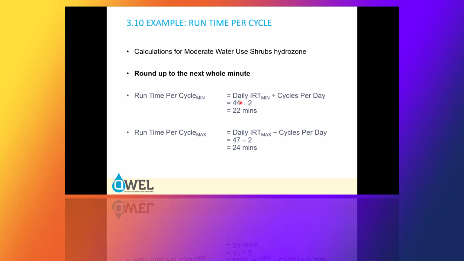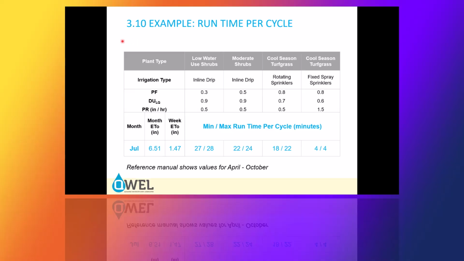We had said 44 minutes for the daily irrigation runtime divided by 2 cycles per day. So we want to run it 22 minutes per runtime cycle, and the runtime cycle max is 47 divided by 2, or 24 minutes. Again, not a big difference between the 22 and the 24 minutes. And then here is our runtime cycle chart all completely filled out. So if you went forward and did these other calculations, these would be the numbers of min and max runtimes per cycle.